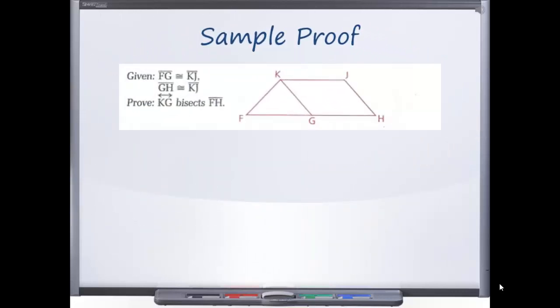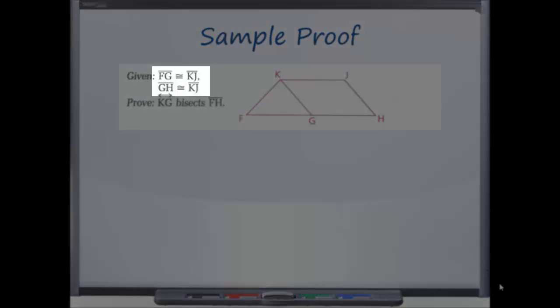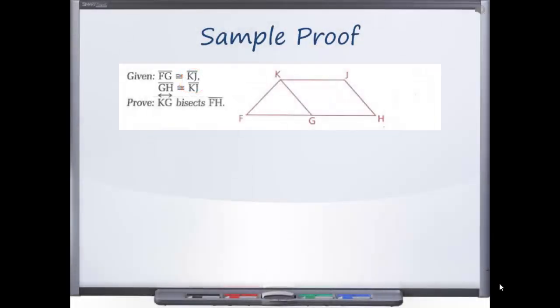Let's look at a sample proof that involves the use of the transitive property. So we're given segments FG and KJ are congruent, and we're also given that segments GH and KJ are congruent, and we're asked to prove that KG is a bisector to segment FH. Just in the given statements here, you can see a possible use of the transitive property. We see that repeated segment KJ. So we can, right from those given statements, make the conclusion that FG and GH must be congruent.